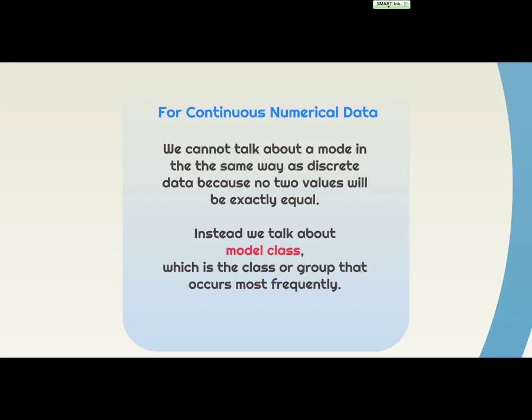This is a typo I forgot to fix. It shouldn't be modal. It should be modal with AL. I don't know if I caught it by the time I had your class yesterday, but it should be AL. Anyways, so it's that modal class. So it's an entire group. It's not just one value that's the most. It's like a range of values. You know, heights from 60 to 62 inches are probably not the most average because that's kind of short, but you know, this is an example.